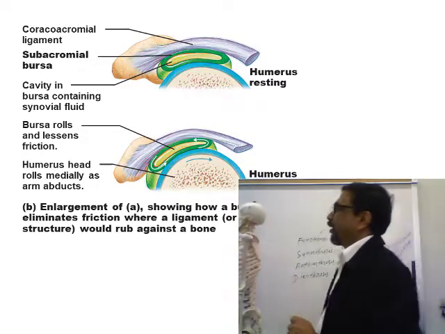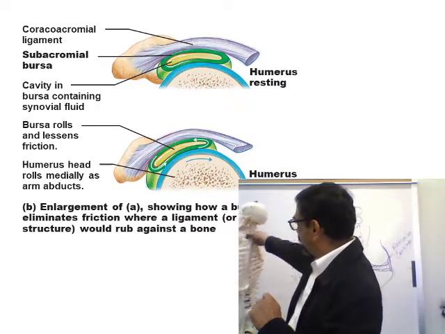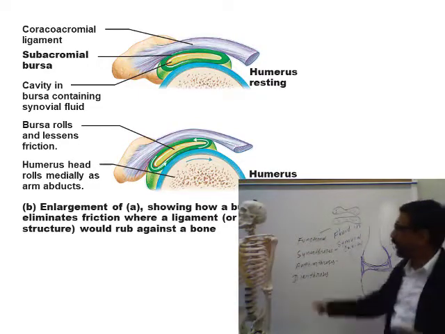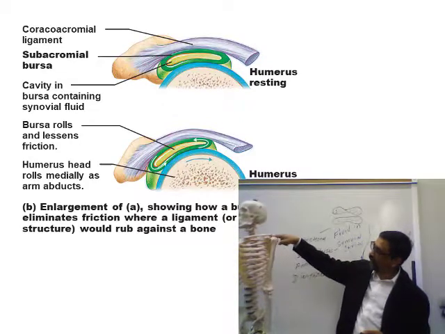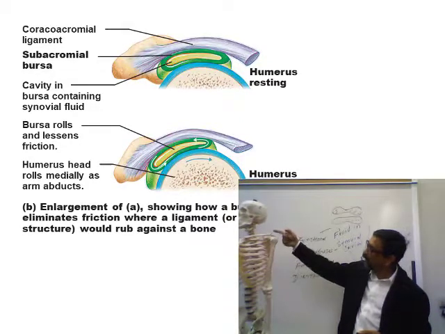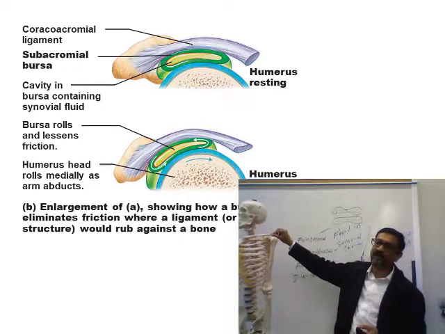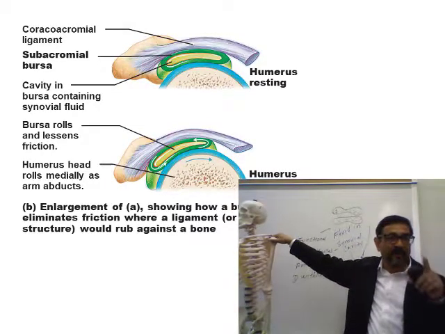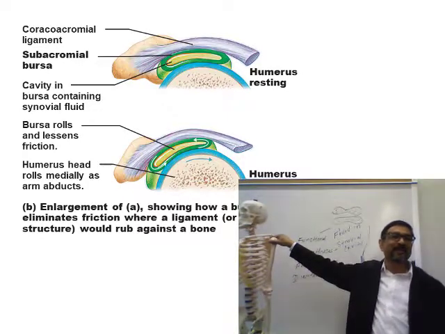Bursa are present in large synovial joints, for example, in the shoulder joint. Let me give you an example. It's a good example. This is the acromion of the scapula, you know that already. Under that, there is a big bursa that is called subacromial bursa. Makes sense because sub means under the acromion of the scapula, right? So this bursa here is called what? Subacromial bursa.